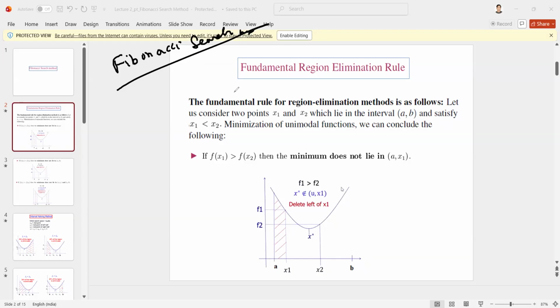For example, a function is given. Let's suppose this is x square plus 16 over x, and an interval is given, 0 to 5. So we have to find the minimum value of f(x) over the interval 0 to 5 using 5 function evaluations. 5 function evaluations means in 5 steps.